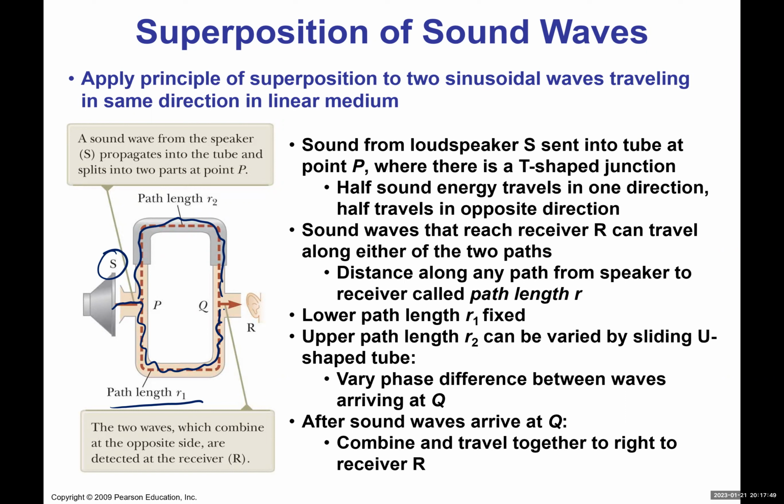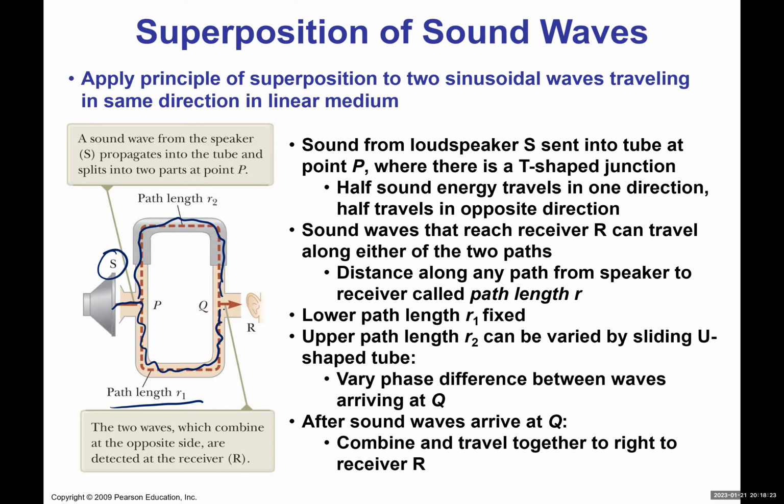Now the idea here is that when they get to position Q, they combine. If they travel exactly the same length R, they will combine again the same way and generate what we call constructive interference. But if they happen to go different path lengths, then things can be a little different. For example, the second wave can reach position Q at a different phase.